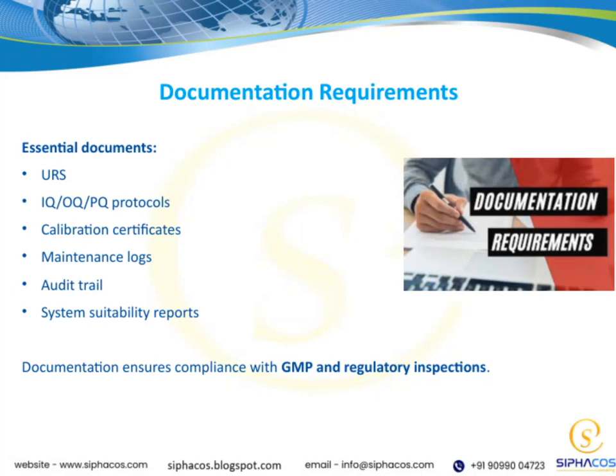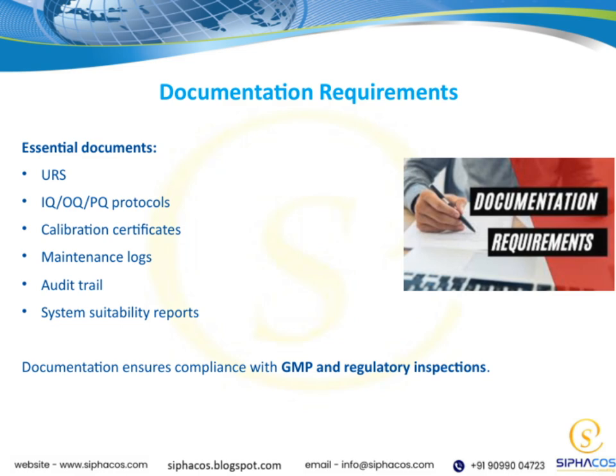Now, let's talk about the documentation requirements that are essential for maintaining compliance and ensuring smooth regulatory inspections. First, we have the User Requirements Specification, or URS, which clearly outlines what the system needs to do from the user's perspective. This document is the foundation for everything that follows. Next, we have IQ, OQ, and PQ protocols. These are crucial validation documents. Installation qualification verifies that the system was installed correctly. Operational qualification confirms it operates as intended, and performance qualification ensures it consistently produces the desired results.